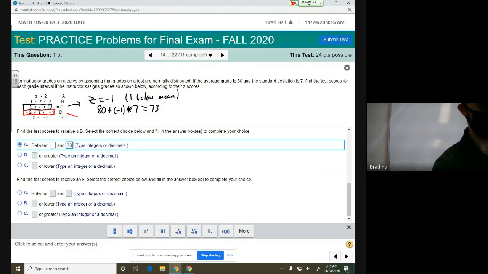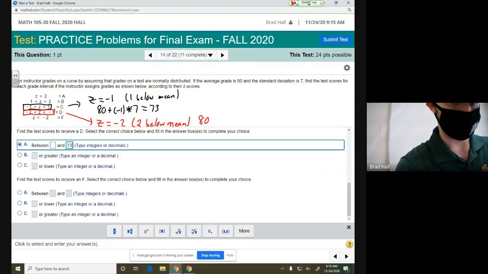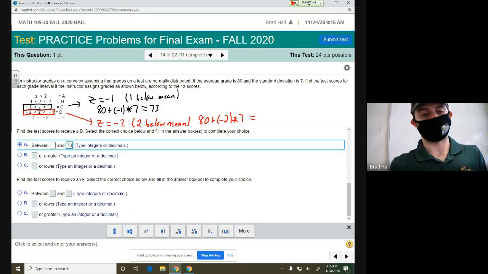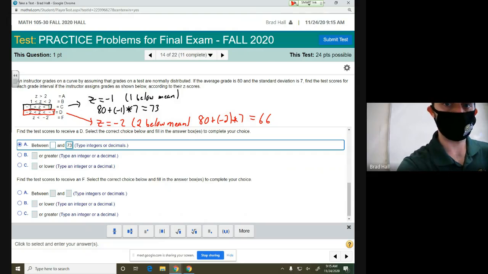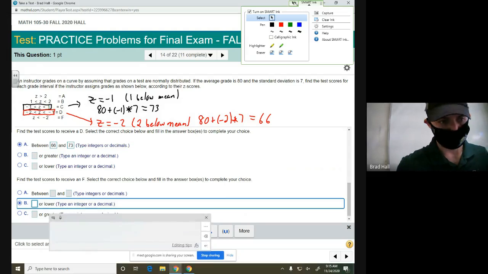And so we figured out the upper bound. Now we need to figure out the lower bounds. So that's Z is equal to -2, 2 below the mean. 80 plus -2 times 7. That's 80 minus 14. So it's 66. And then an F is 66 or lower by boundary conditions.